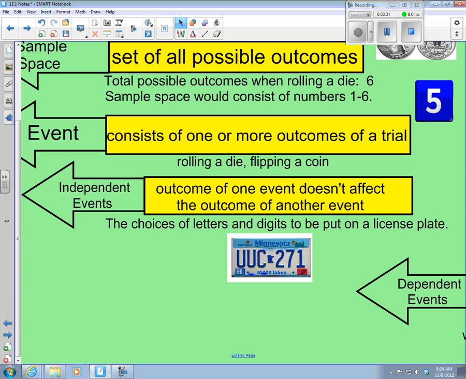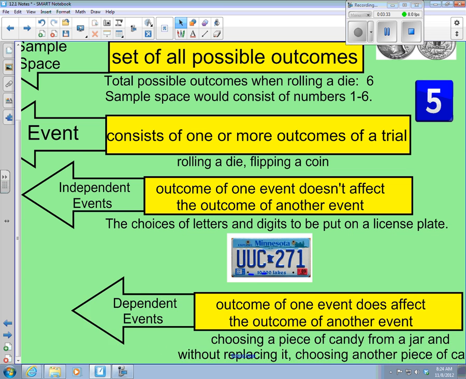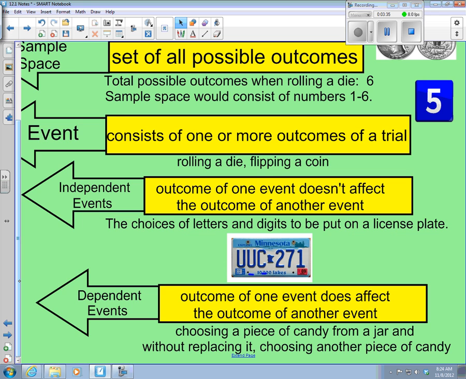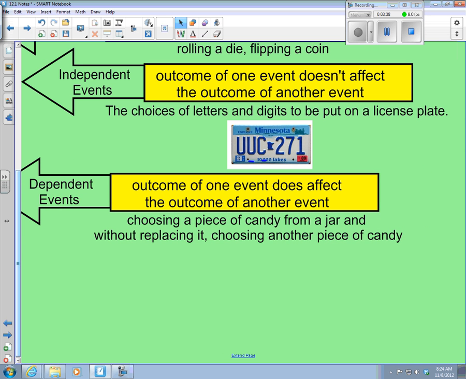Now, a dependent event is just the opposite. One choice affects the next one. So dependent events, outcomes of one event does affect the outcome of another event. Choosing a piece of candy from a jar without replacing it, then choosing another piece of candy. So that would be an example of a dependent event.